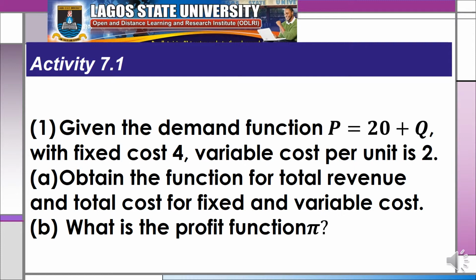The following activities are meant for you to practice for further understanding of this lesson. Given the demand function P equals 20 plus Q, with fixed cost 4 and variable cost per unit 2, obtain the function for total revenue and total cost for fixed and variable cost. What is the profit function pi?